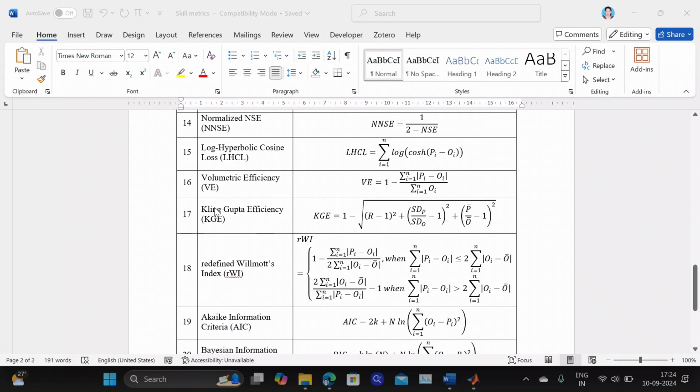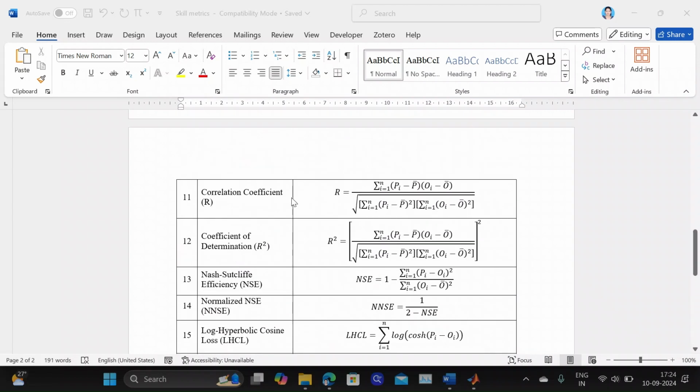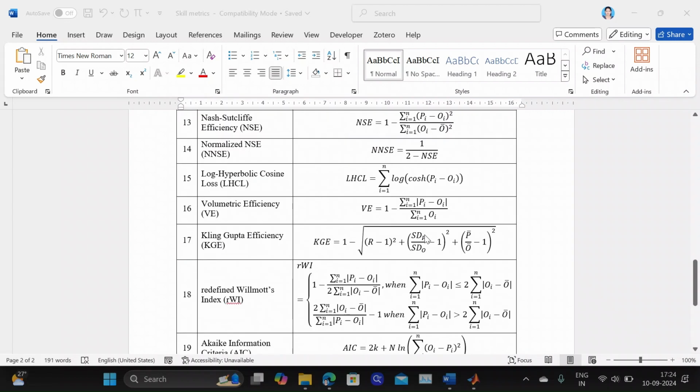And Kling-Gupta efficiency, that is KGE. For KGE, we need to find the R value, which is the correlation coefficient. Then you need the standard deviations of the prediction and the observation, and the mean of predictions and mean of observation. So you can find KGE using this formula, which is 1 minus the square root of (R minus 1) whole square plus (the standard deviation ratio minus 1) whole square plus (the average ratio minus 1) whole square.